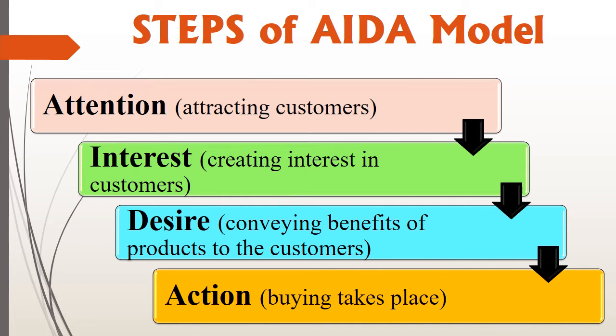So once the desire has been created in the mind of the consumer regarding a particular product or service, then finally the last stage, action, comes. At this stage, the prospect is converted into a customer. For example, EMI options and other such things can help in attracting the consumers to buy a particular product. So we can say that attention or awareness leads to interest, which leads to desire, and finally action, which is the buying of a product.